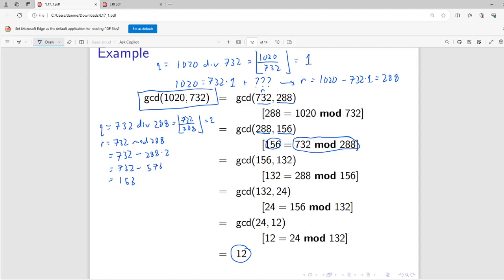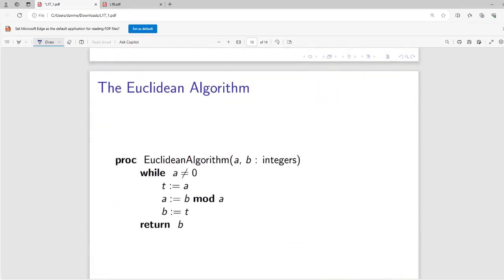Now, if we could put this into some kind of algorithm, right, that would be really helpful. So this thing is called the Euclidean algorithm, and it does basically the same process that we just did. Okay? So here's a procedure called the Euclidean algorithm. You plug in two integers, a and b, where let's suppose a is smaller than b.